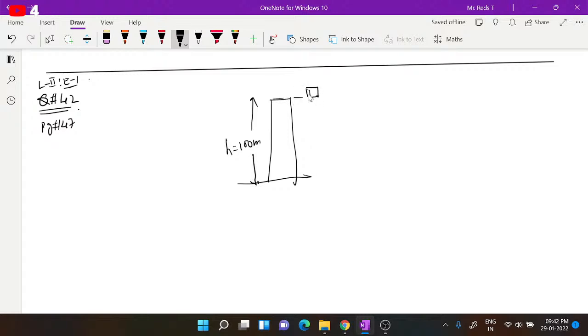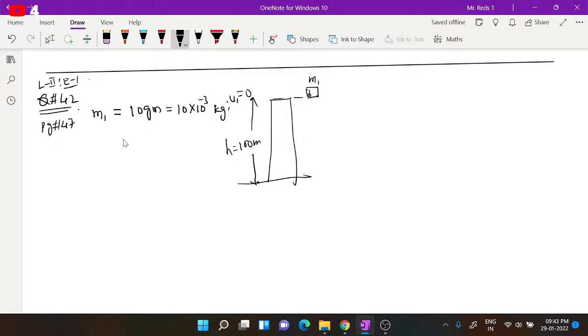From the top of this tower, a block of mass, let us say m1, is dropped, which means its initial velocity is 0. The block of mass m1 is equal to 10 gram. If you want it in SI units, you have to convert this: 10 into 1 gram equal to 10 to the power minus 3 kilograms, and its initial velocity is 0.